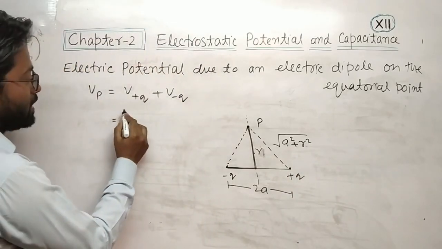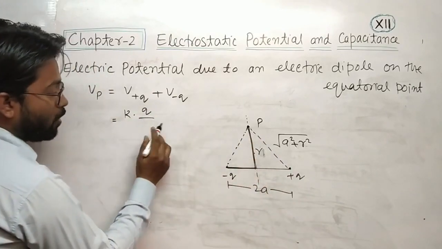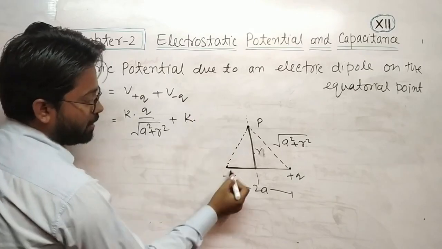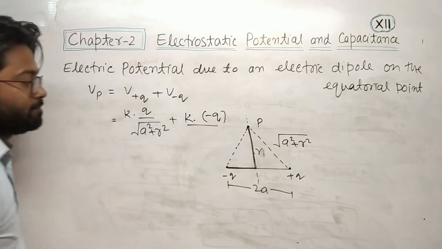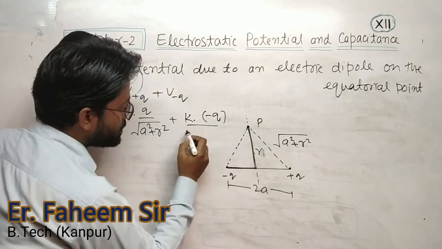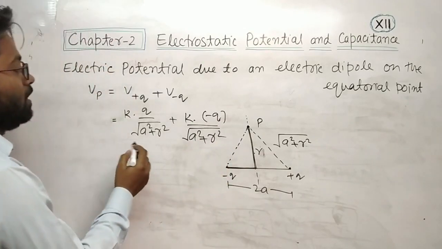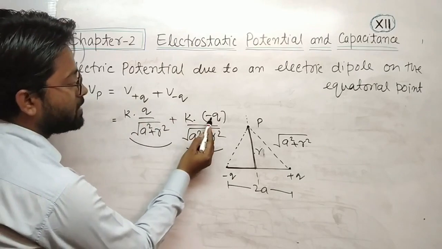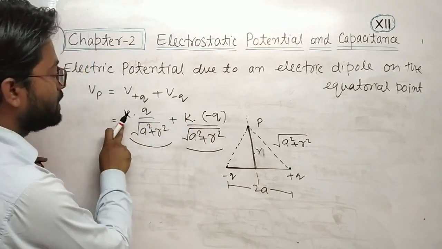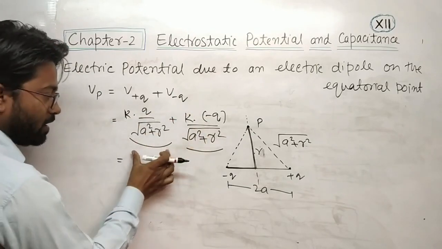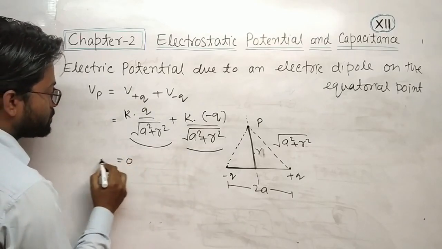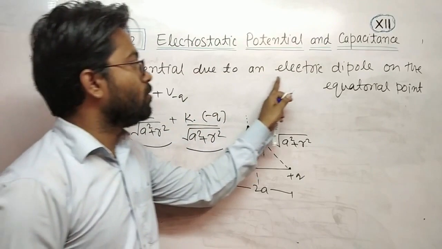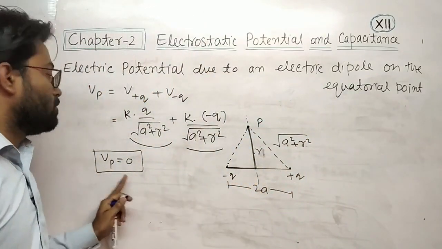Potential due to a point charge is K Q, due to plus Q, upon the distance between the point and the charge, that is under root A square plus R square, plus K due to negative charge, K minus Q upon the same distance, that is under root A square plus R square. If you see it, these two magnitudes are the same but in opposite direction, only there is a change in the sign. There is positive and there is negative. That means if we add these two quantities, the sum will be equal to 0. That means potential at point P is equal to 0, or we can say electric potential due to an electric dipole on the equatorial point will be equal to 0.